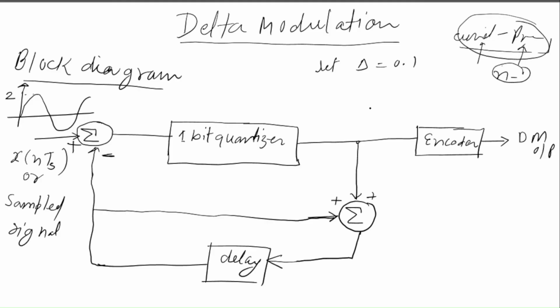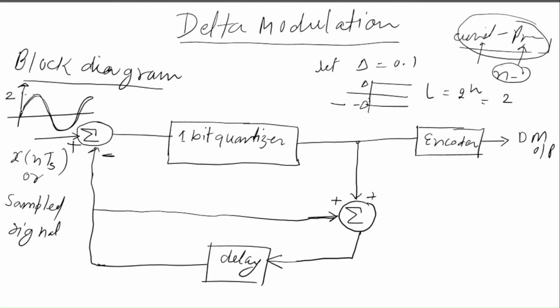So if n equals 1, then L equals 2 to the power n, that means only 2 levels: one is plus delta and the second is minus delta. Let delta equal 0.1. By taking an example, I can explain this block diagram. Let this be the sinusoidal signal that I have to delta modulate.